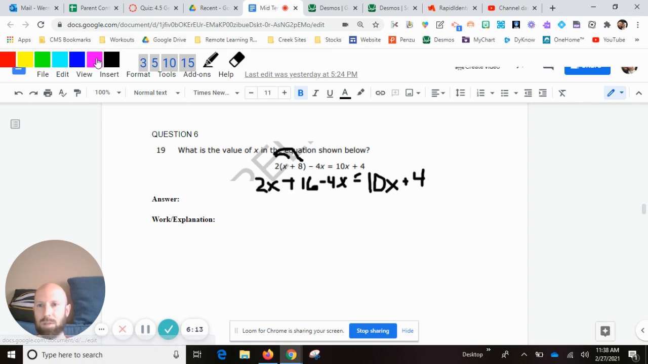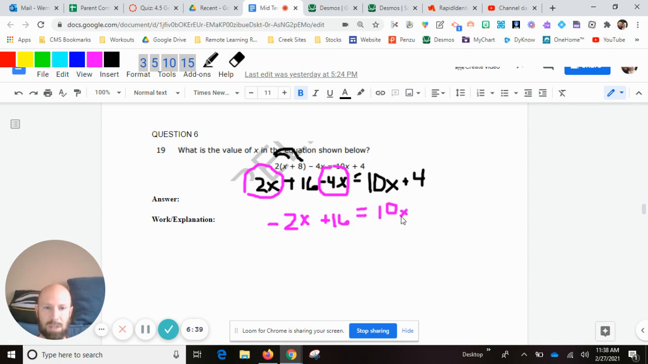Next thing we need to do is combine our like terms. So we got x's here, we got 2 of them. We got x's here, we have negative 4 of them. Nothing else to combine. 16 is the only constant on this side. There's nothing to combine on the right side yet. 2x minus 4x, 2 minus 4 is negative 2x. We have plus 16. That's going to be equal to 10x plus 4.